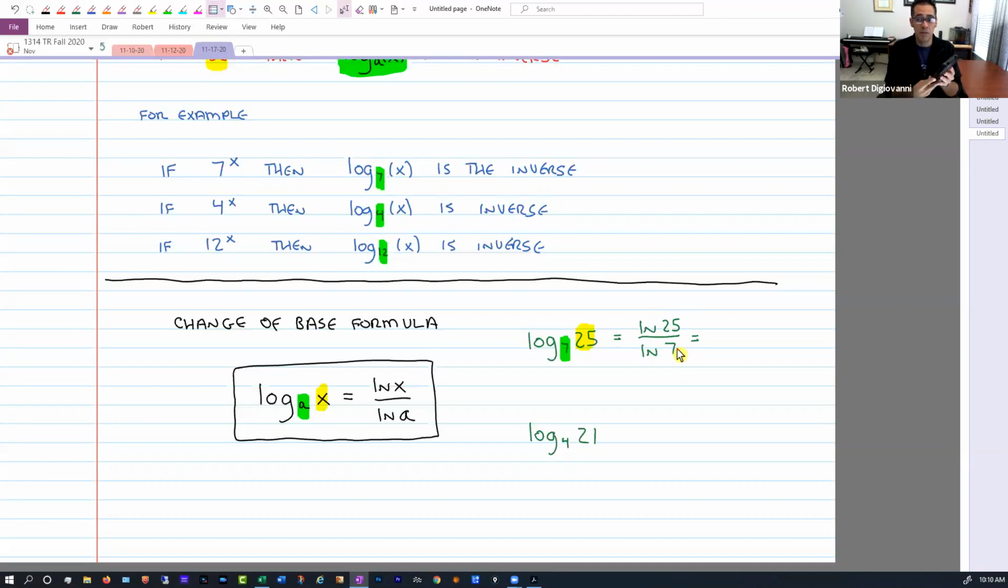Please make sure you do this on your calculator before the test, okay? Because people will type this in incorrectly. The correct answer to that is 1.654. If you're not getting that, then that means you're doing something wrong when you're typing it in.